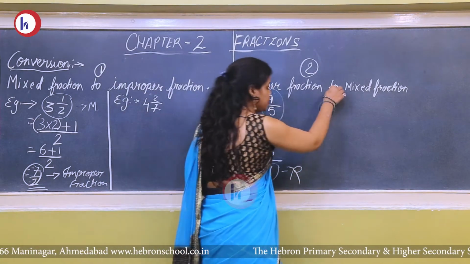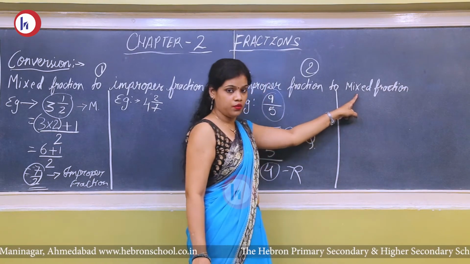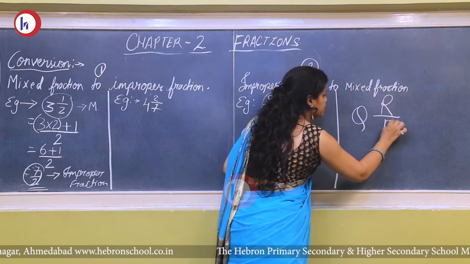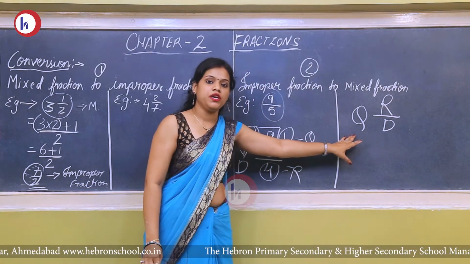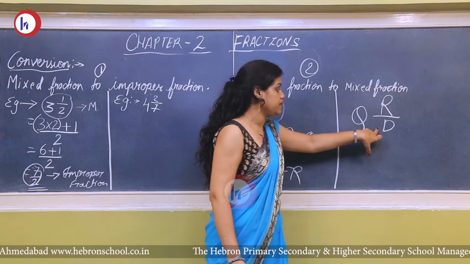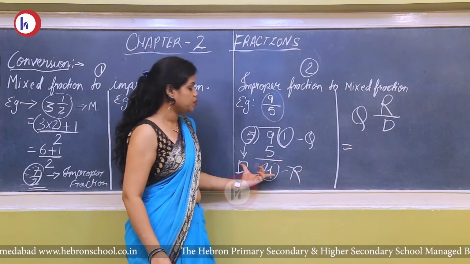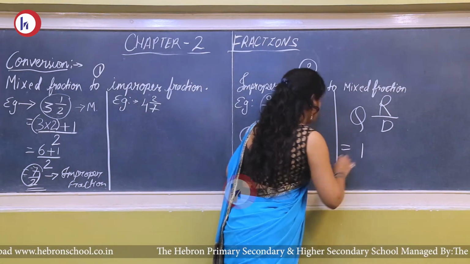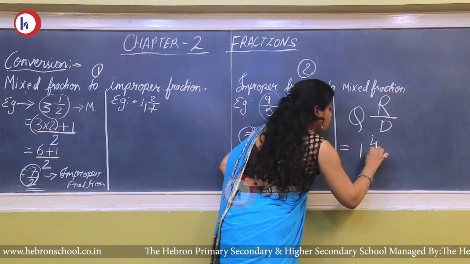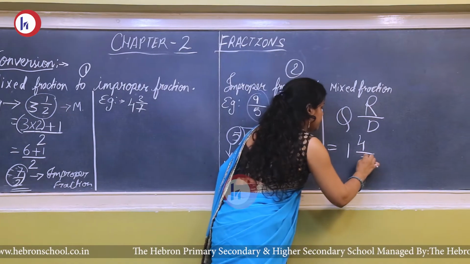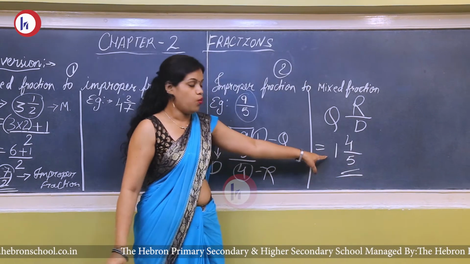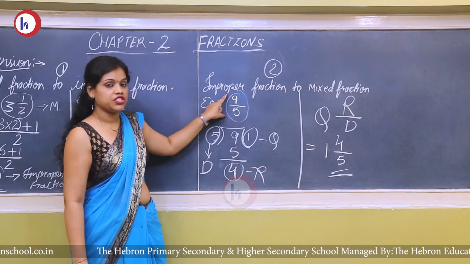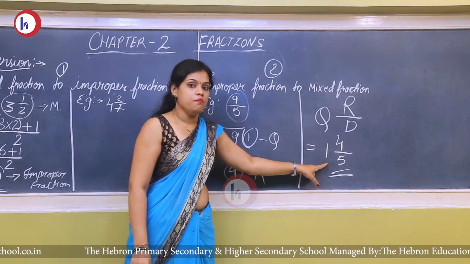Okay, so how to arrange this and convert into a mixed fraction: quotient, remainder, divisor. So this is the arrangement you are going to do. You will arrange your answer this way and you will get a mixed fraction. So let's see, what is our quotient? Quotient is 1. What is our remainder? 4. And what was our divisor? 5. So your final answer will be 1 as a whole number, 4 upon 5. So your improper fraction got converted into a mixed fraction.